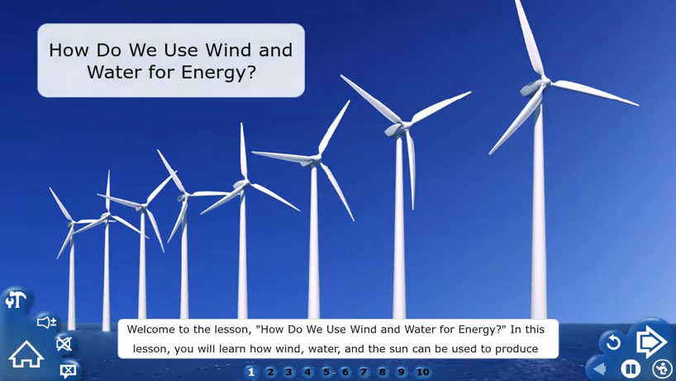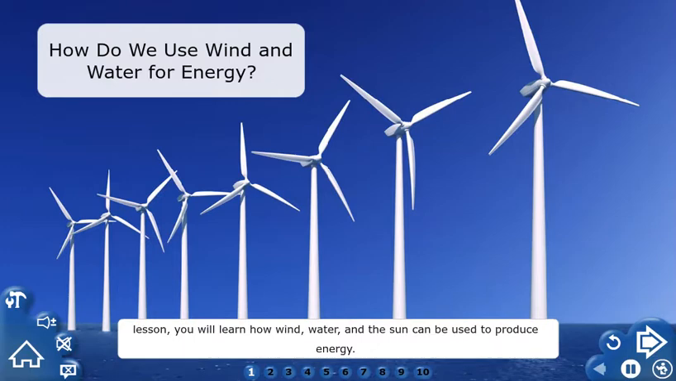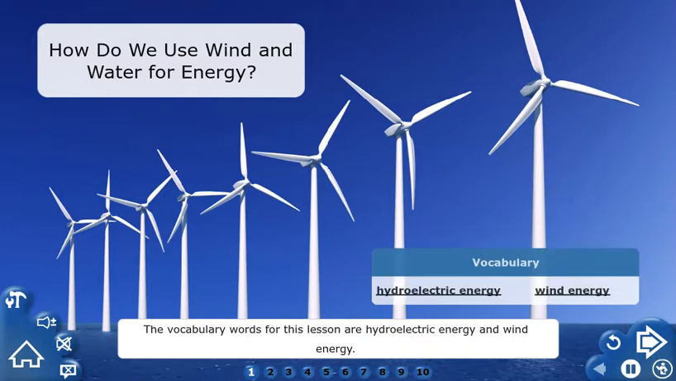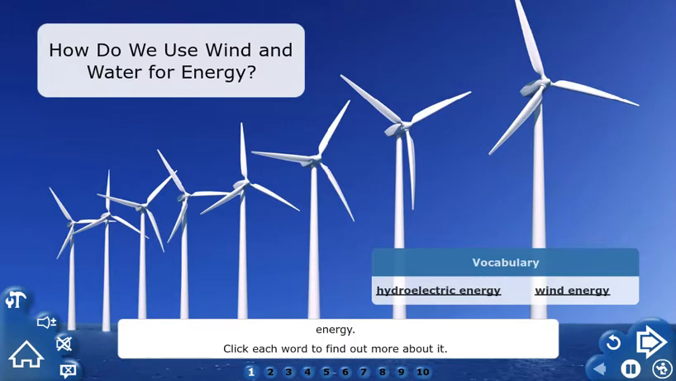Welcome to the lesson, How do we use wind and water for energy? In this lesson, you will learn how wind, water, and the sun can be used to produce energy. The vocabulary words for this lesson are hydroelectric energy and wind energy. Click each word to find out more about it.